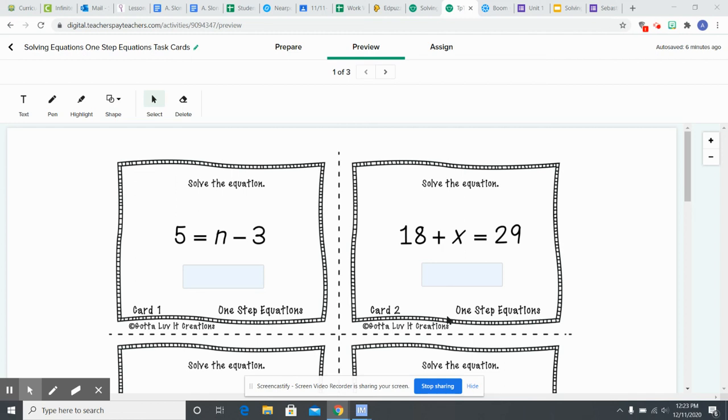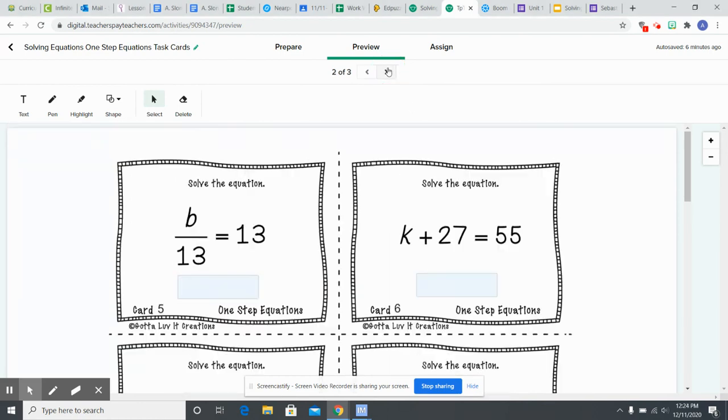Hey guys, so on these task cards, I only assign 12 task cards total. And what I'm going to do is work out the last 6 task cards. So I'm going to do cards 7 through 12. I'm doing cards number 7 through 12 for you all, okay? So I've got to have the assignment up here.